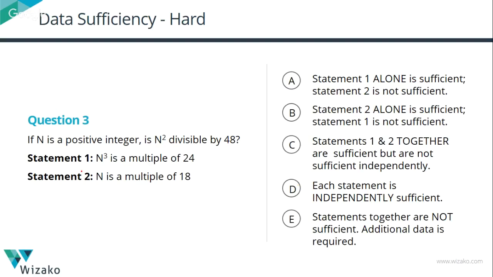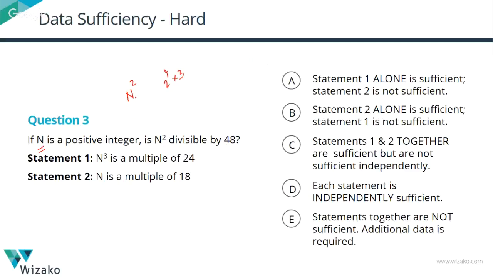If n is a positive integer, is n square divisible by 48? This is again a brilliant question. We need to find out n square, is it divisible by 48? In all of these questions, the starting point is to quickly prime factorize 48. 48 prime factorizes as 2 power 4 into 3. Right? This is what we have. We know n is a positive integer.